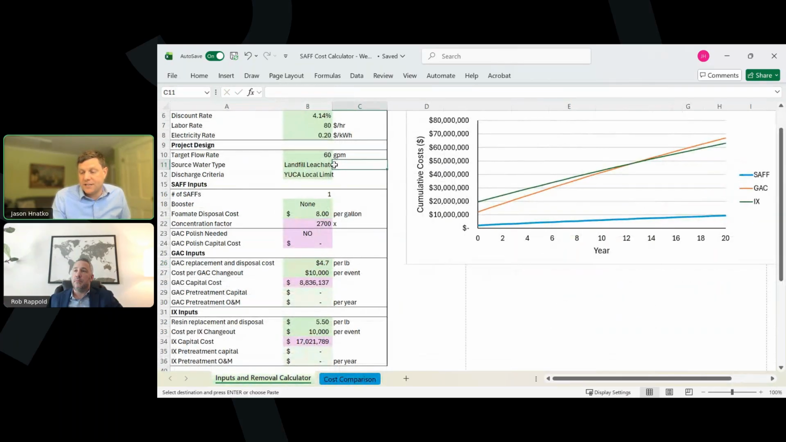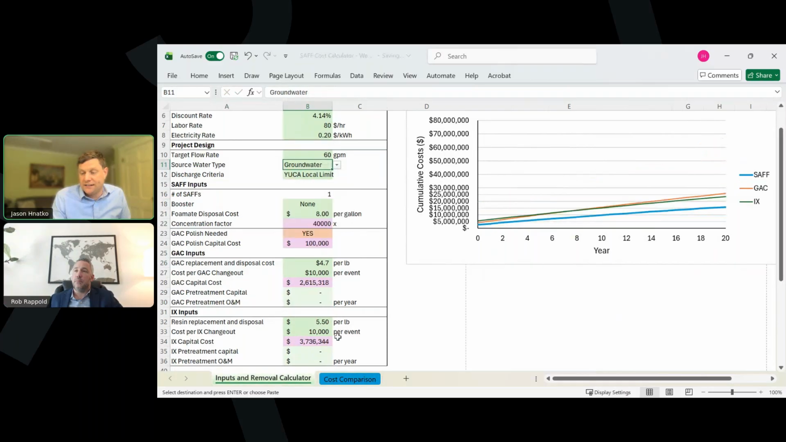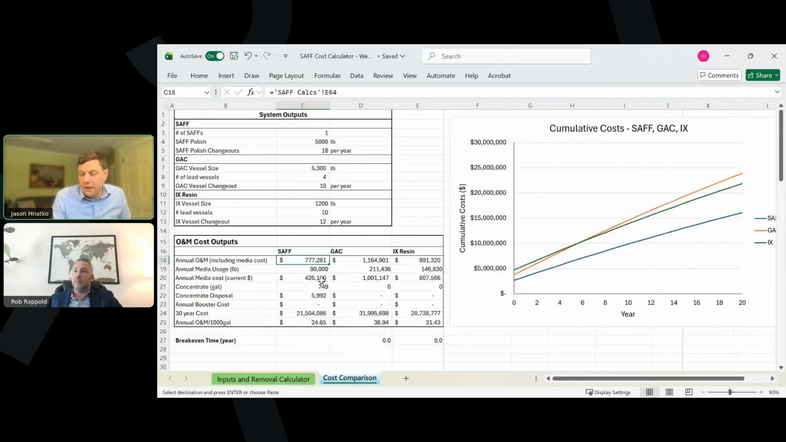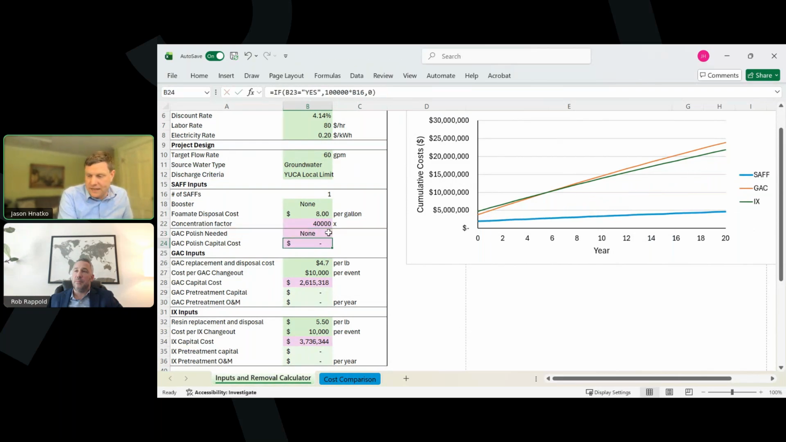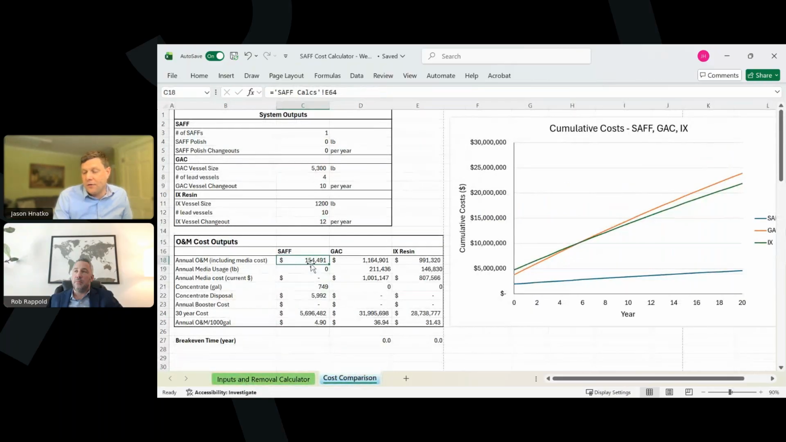If we switch that to groundwater and don't change anything else, oh, it added the carbon polish, that's why. All right, so that didn't work. But I can manually do it. If we say no carbon polish, now you'll see the SAFF O&M costs are much lower because groundwater requires less cleaning.